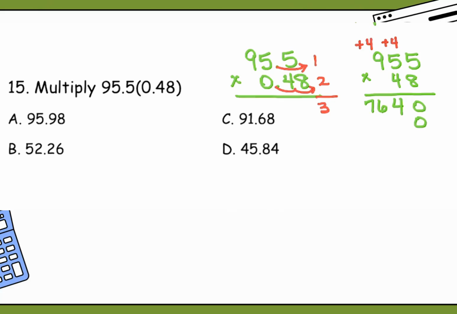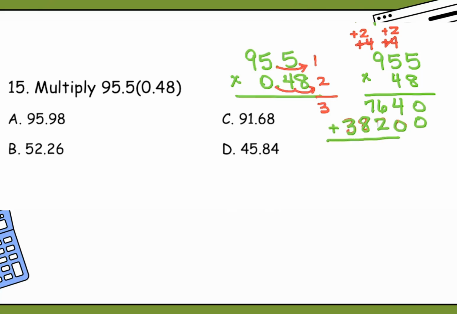Now we're going to add a 0 and continue with our 4. 4 times 5 is 20. Write our 0 and then carry our plus 2. 4 times 5 is 20 plus 2 is 22, so plus 2. 4 times 9 is 36 plus 2, which is a 38.